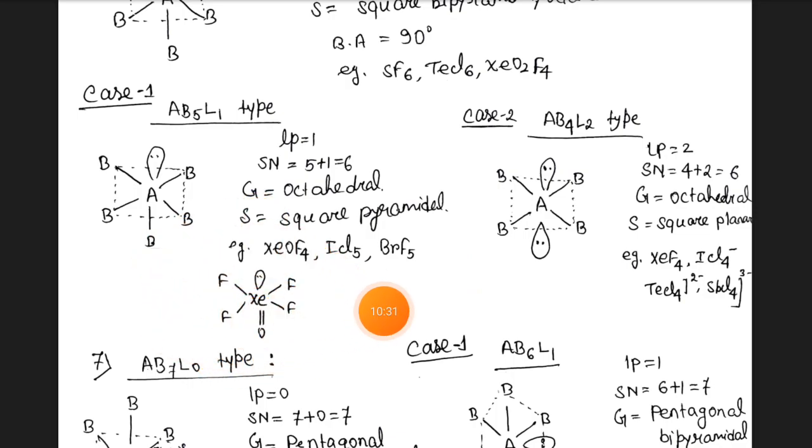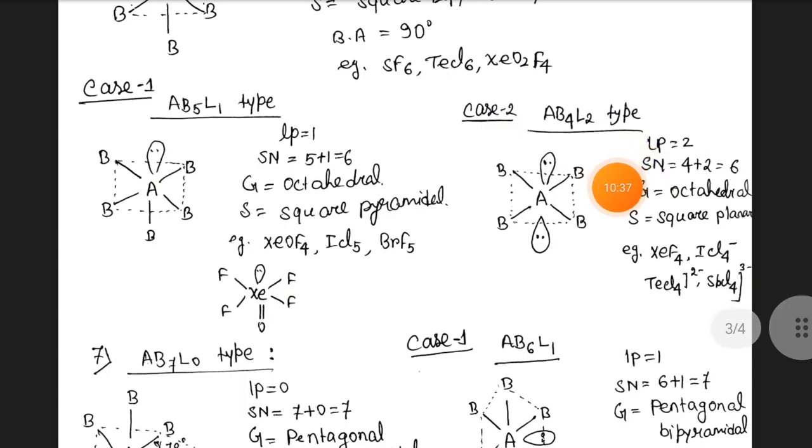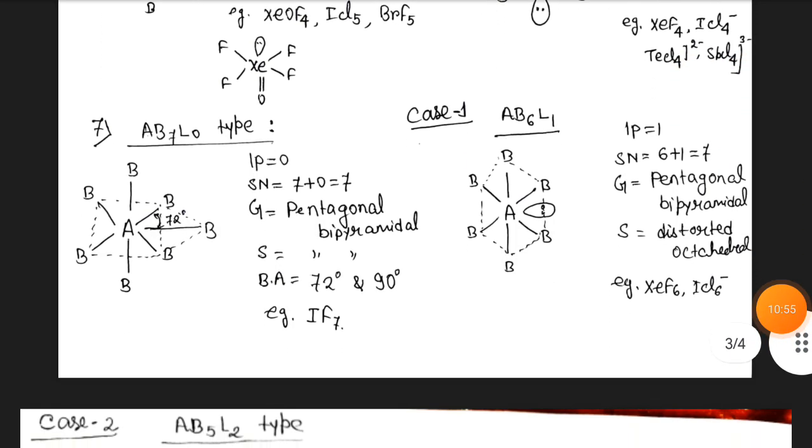This is the structure. Next, AB4L2 type. Here lone pair is 2, so steric number 4 plus 2, that is 6. Geometry is octahedral, but shape is different because there are two lone pairs, so square planar. This is the structure of square planar. Examples are XeF4, ICl4 minus, TeCl4 2 minus, SbCl4 3 minus.